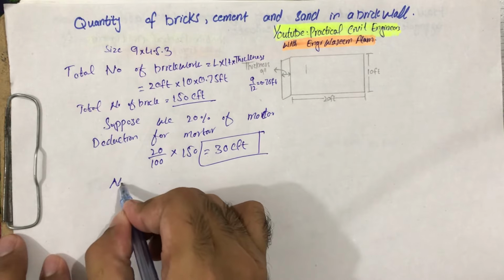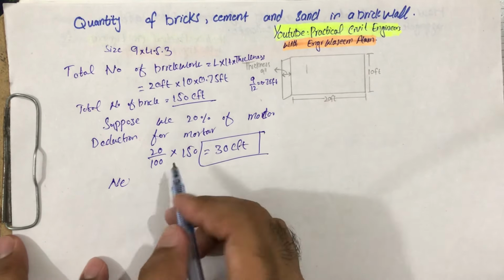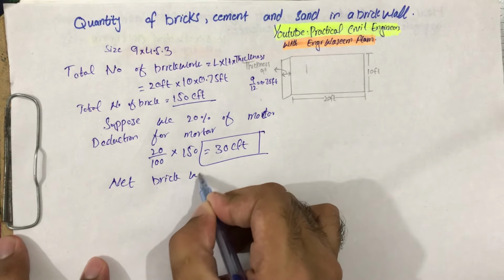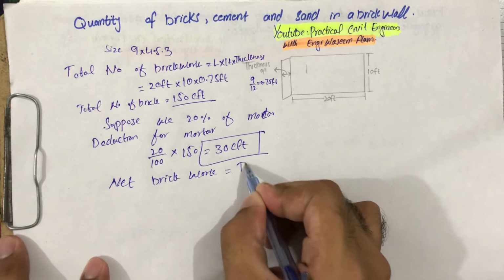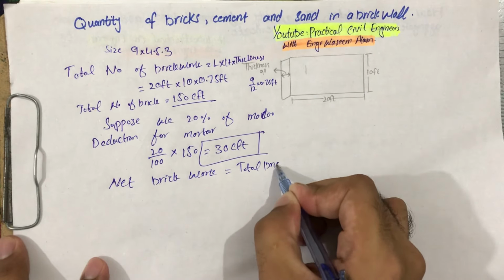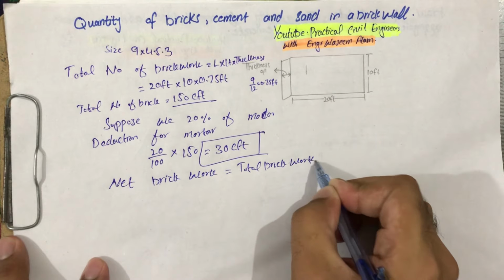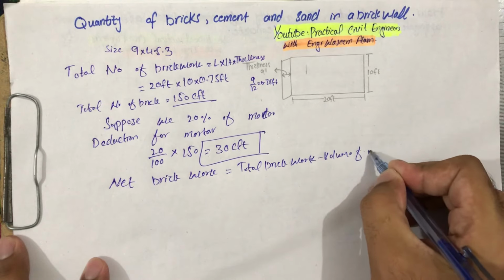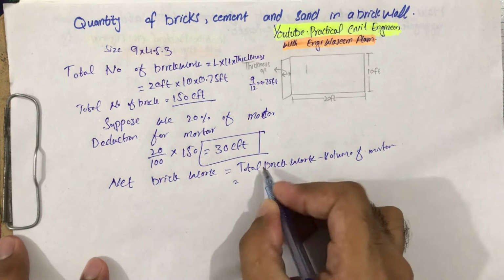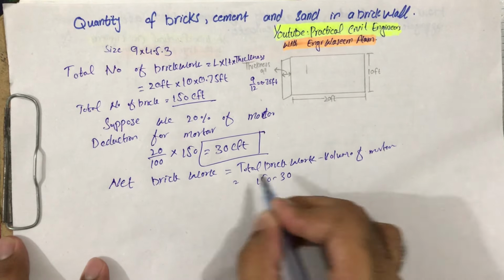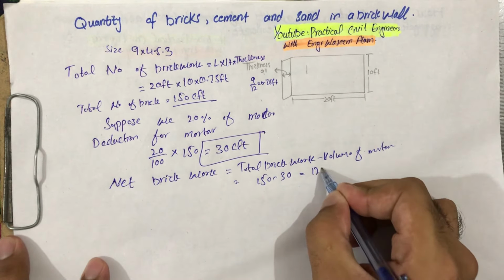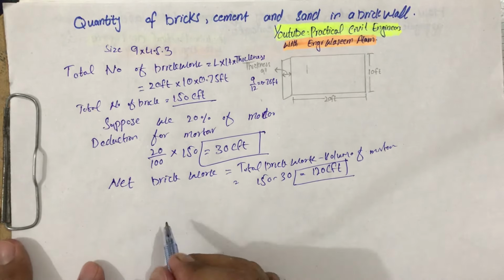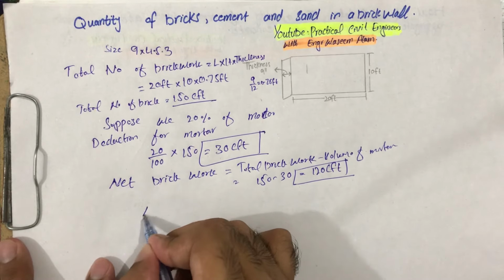So now we have to deduct from the total. So net brickwork is equal to total brickwork minus volume of mortar, which is 150 minus 30, 120 CFT. The net brickwork is 120 CFT. So now we have to find the number of bricks.